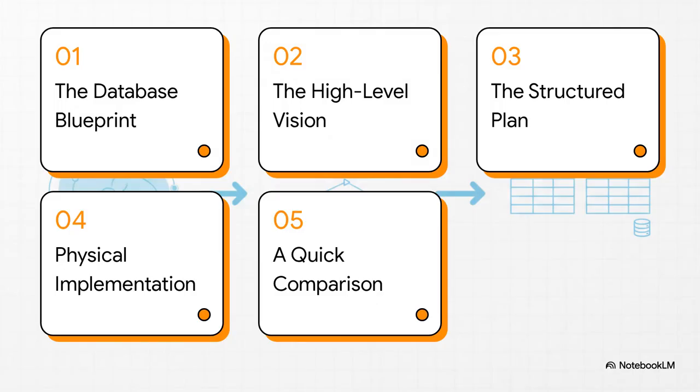So here's the game plan. We're going to start with that core blueprint idea. Then we'll walk through the three main stages: the big picture vision, the detailed plan, and then the actual physical build-out. And to wrap it all up, we'll do a quick comparison so you can see how it all connects.